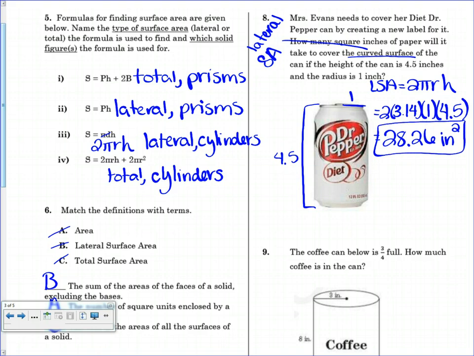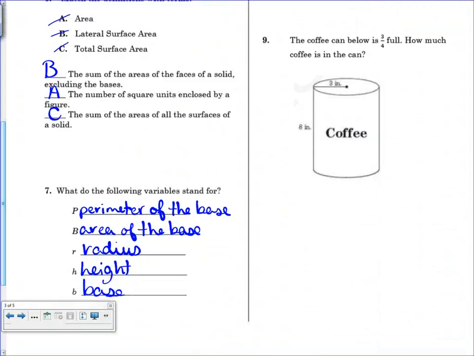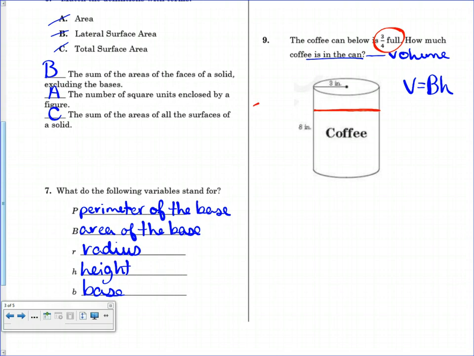Number 9. The coffee can below is 3/4 full. How much coffee is in the can? So here, that's volume. We're going to use area of the base times the height. We know that the coffee can is only 3/4 full. So to find that height to use, we're going to take 8 times 3/4, which is 6. So for my height, we're going to use 6 instead of 8.